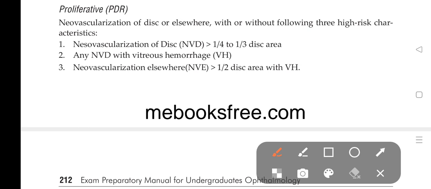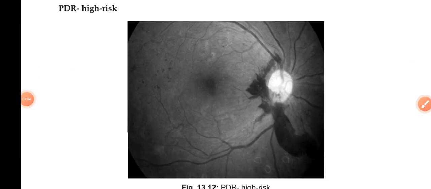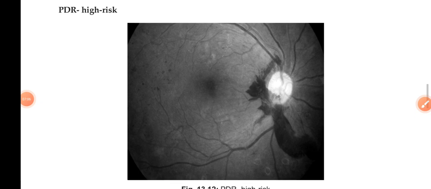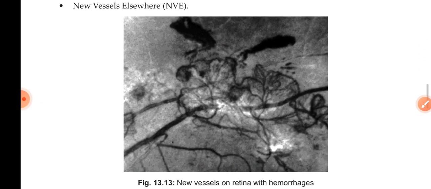Neovascularization of the disc greater than 1/4 to 1/3 of the disc area; any NVD with vitreous hemorrhage; neovascularization elsewhere with half of the disc area. We will see the same thing in the diagram again. This is high-risk proliferative diabetic retinopathy.